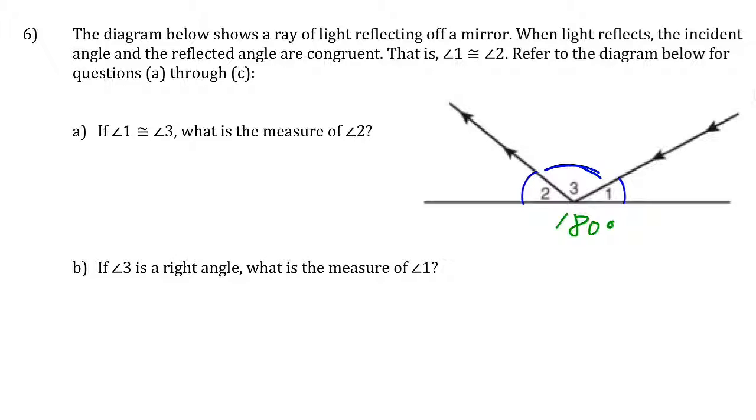So the first one says if they're all equal, so I have three angles, they're all equal, I'm just going to divide that 180 by 3, and you're going to get 60 degrees for each angle, including angle 2. So angle 2 is 60 degrees.